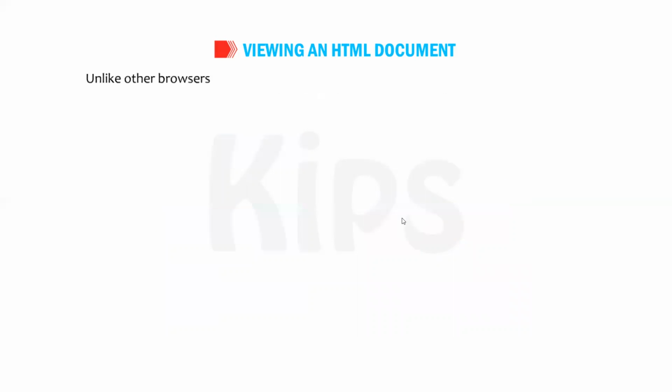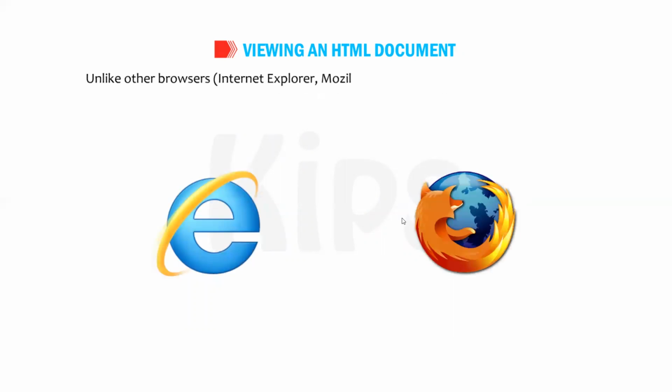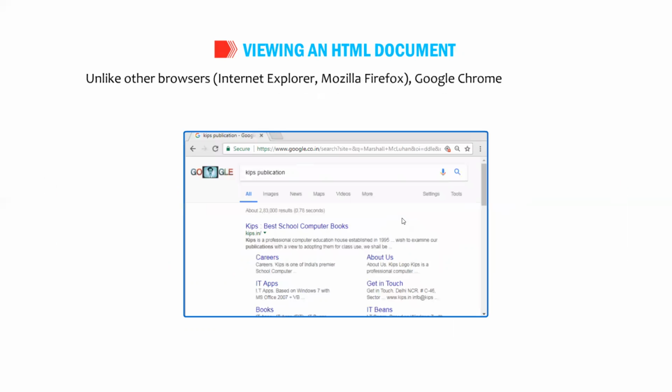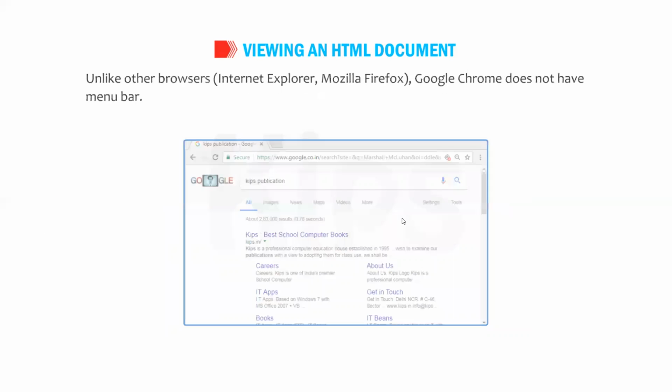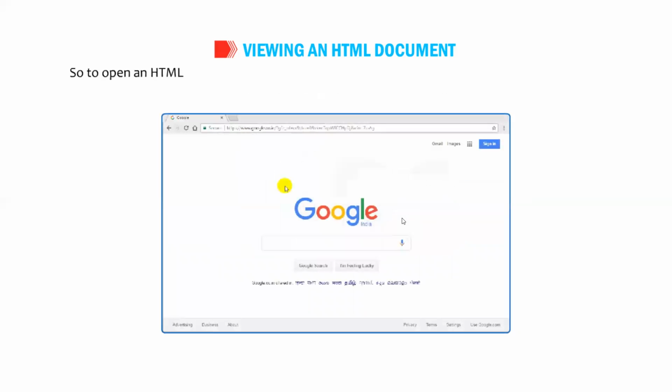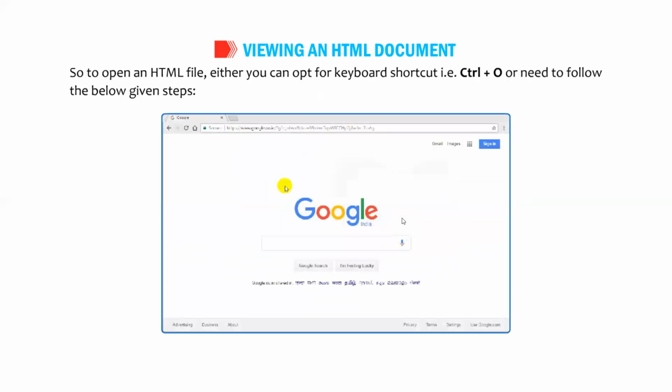Unlike other browsers, Internet Explorer, Mozilla Firefox, Google Chrome does not have menu bar. So to open an HTML file, either you can opt for keyboard shortcut, that is Ctrl+O, or need to follow the below given steps.